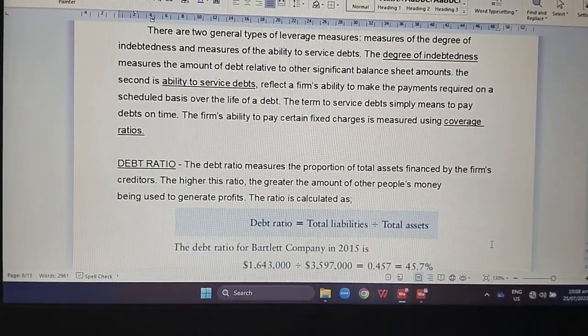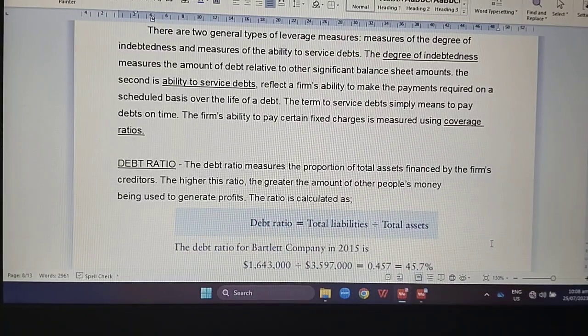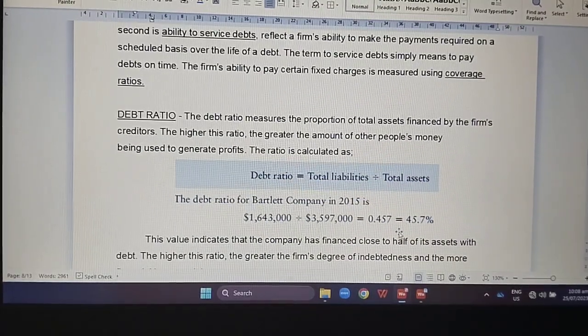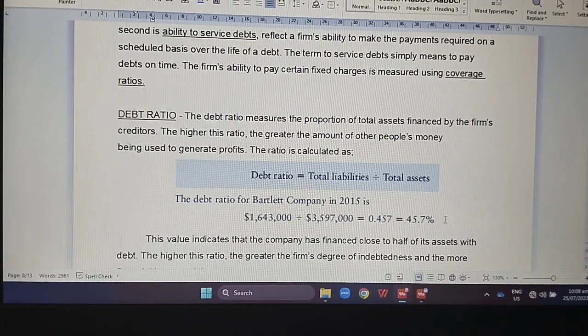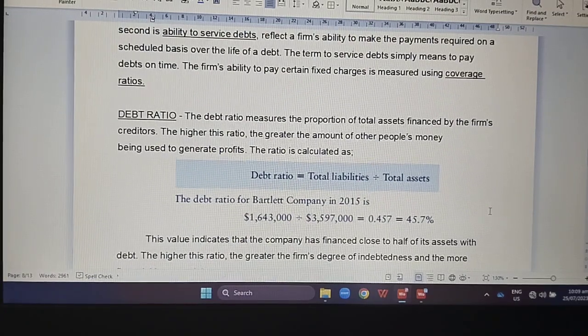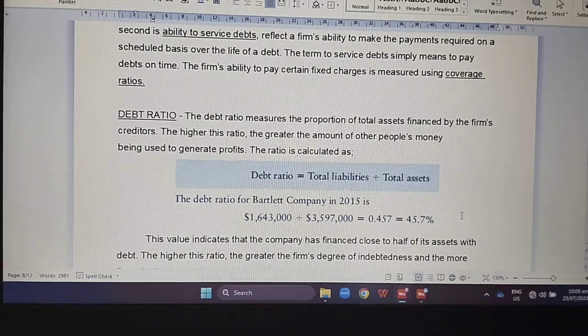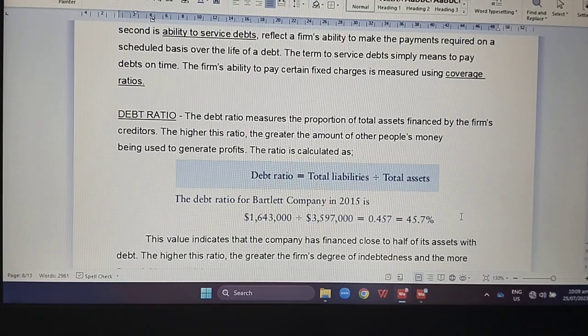Debt ratio measures the proportions of total assets financed by the firm's creditor. The higher this ratio, the greater the amount of other people's money being used to generate profit. So, halimbawa dito, 45.7%. O, ganun kalaki ang total debt ratio natin. Okay? 45.7% of the 100% ay galing sa creditor. Is being financed by the creditor.